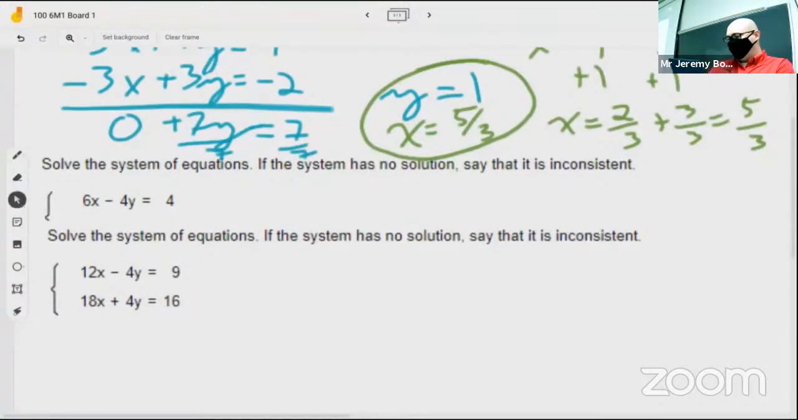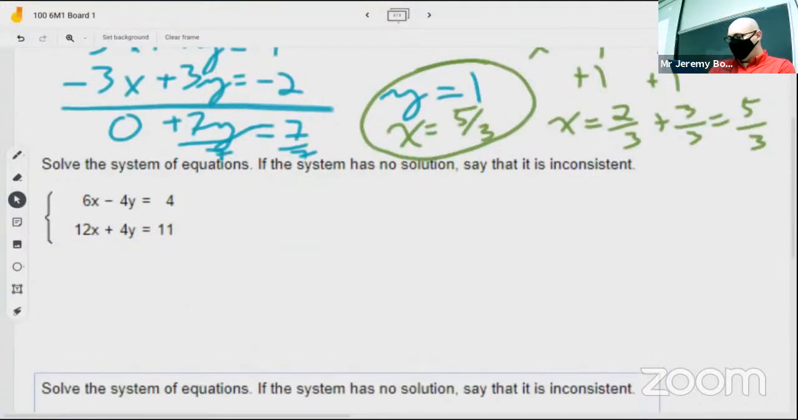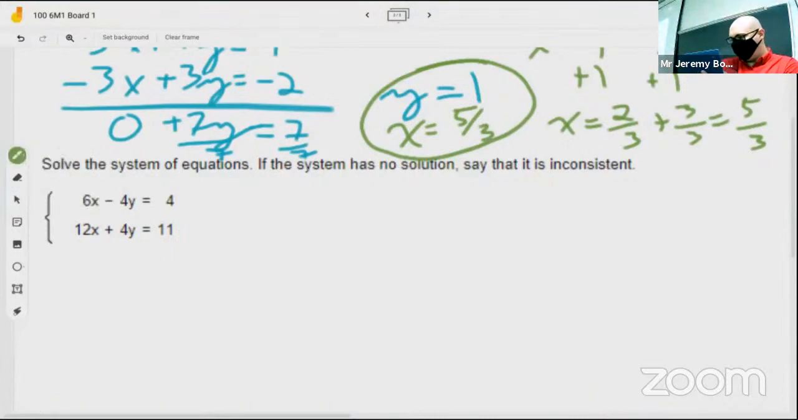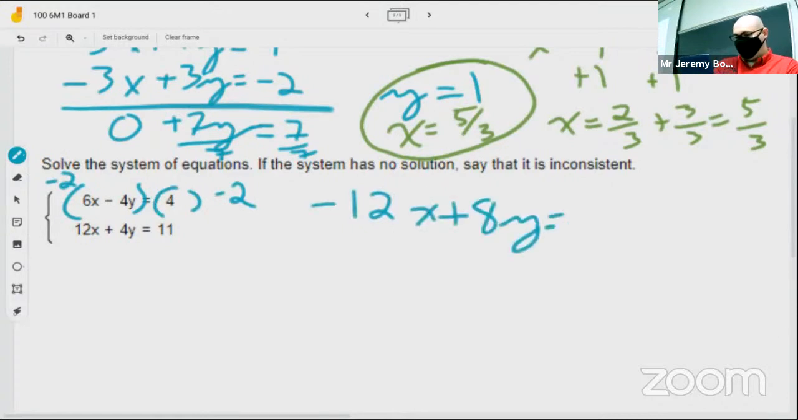All right. So we have 6x minus 4y is equal to 4, and 12x plus 4y is equal to 11. What did you multiply by here? I did a -2 at the top. Yeah, that's what I was going to do too. So -2 here, -2 here. So we'll have -12x plus 8y is equal to -8. Be careful with your signs when you're doing this. That's a common error. And then let's rewrite the other one.